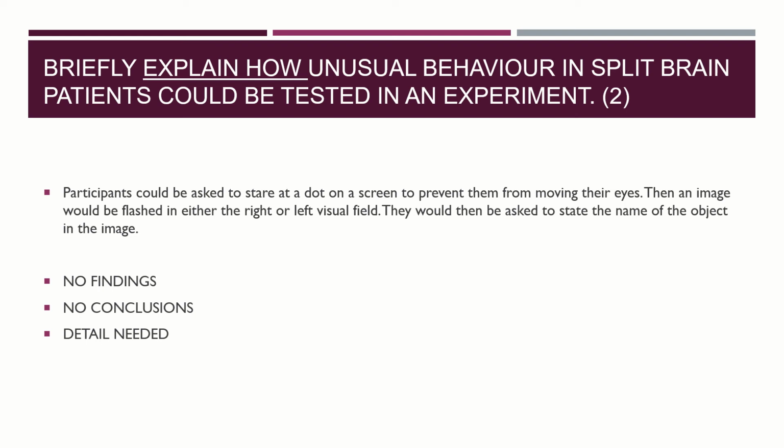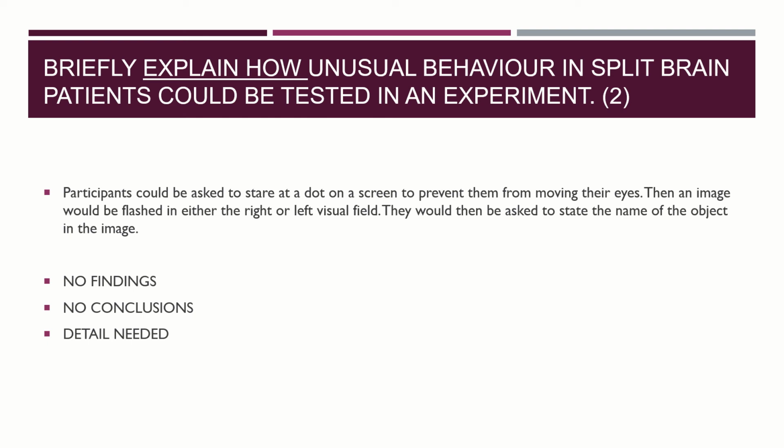So what I suggested was participants could be asked to stare at a dot on the screen to prevent them from moving their eyes. Then an image would be flashed in either the right or the left visual field. They would then be asked to state the name of the object in the image. You can talk about slightly different things, but what's really important is that they are looking at the dot. The image is being flashed in the right or the left visual field, not the hemispheres. You can't flash anything in people's hemispheres unless you're breaking every ethical guideline.